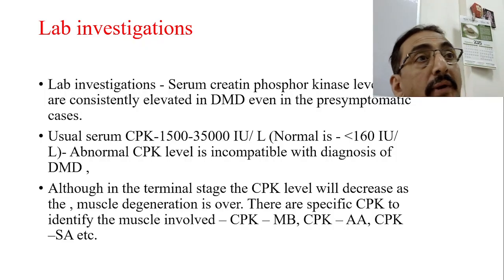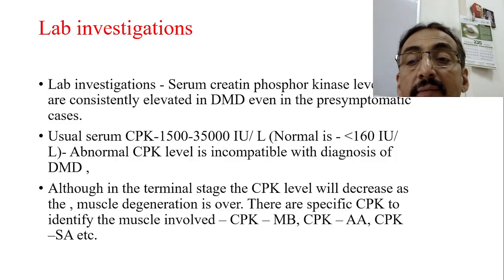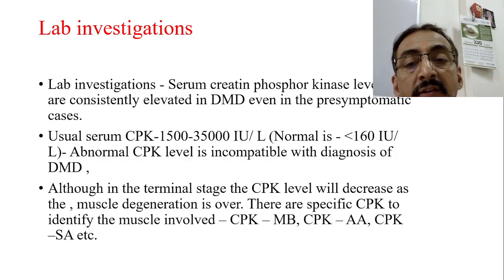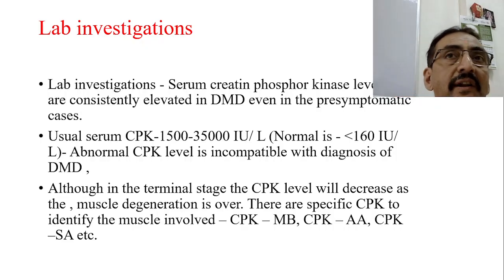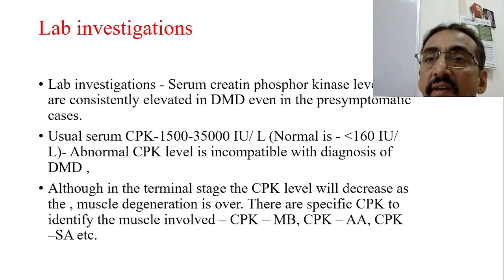So in the terminal stage, the CPK level will decrease as the muscle degeneration is over. There are some specific CPK isoforms to identify the muscle involved. I just told you CPK-MB, CPK-AA, CPK-SA, etc. They are specific to the myocardium, specific to the skeletal muscles, etc.